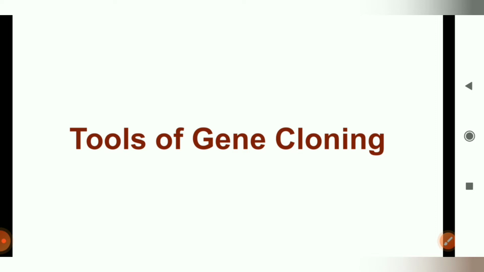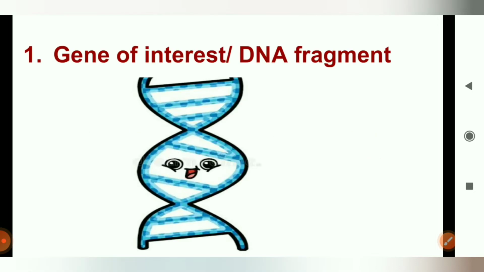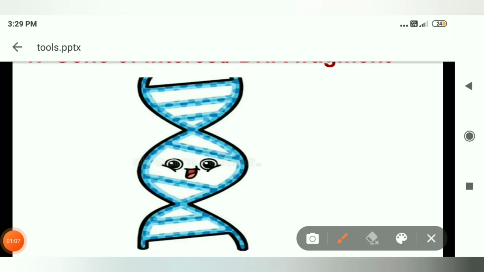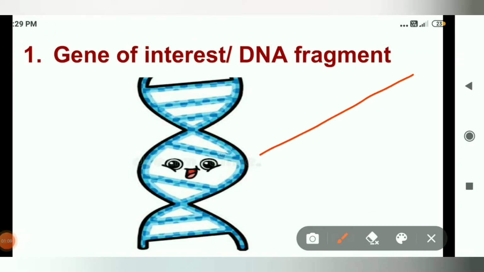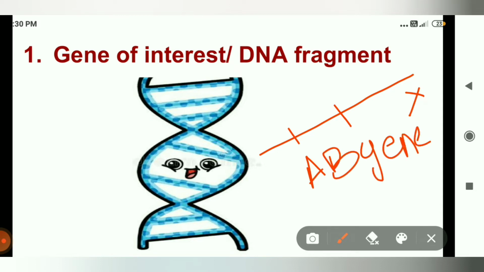The first tool which is required is the gene of interest or a DNA fragment. So we have to isolate the whole genome from an organism. Consider this as the whole genome of an organism X, and we have to study a specific gene known as the AB gene, and we have to make numerous copies or clones of it. For that we have to isolate this DNA fragment from the organism.